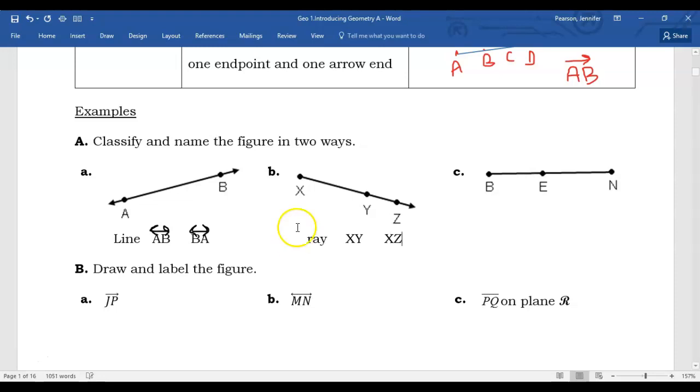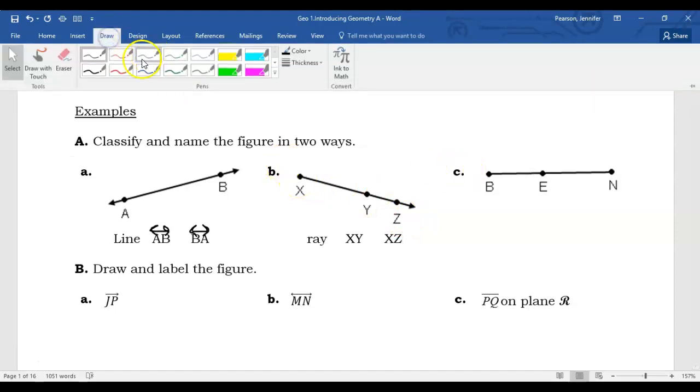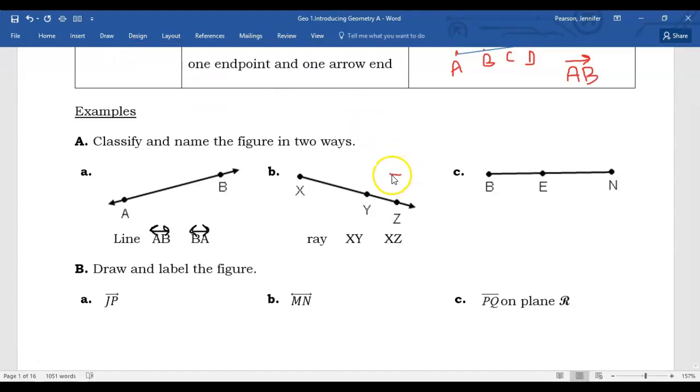So direction does matter on this one. I cannot say ZX. That would technically be if I had a ray that started at Z and moved past the X. That would be ray ZX, not ray XZ. So I don't want to say that. I definitely have to start with the endpoint, and then I would say XY, or I would say XZ. And just like with the line, I need to add my little one-way arrow on the top telling me that that is ray XY and ray XZ.